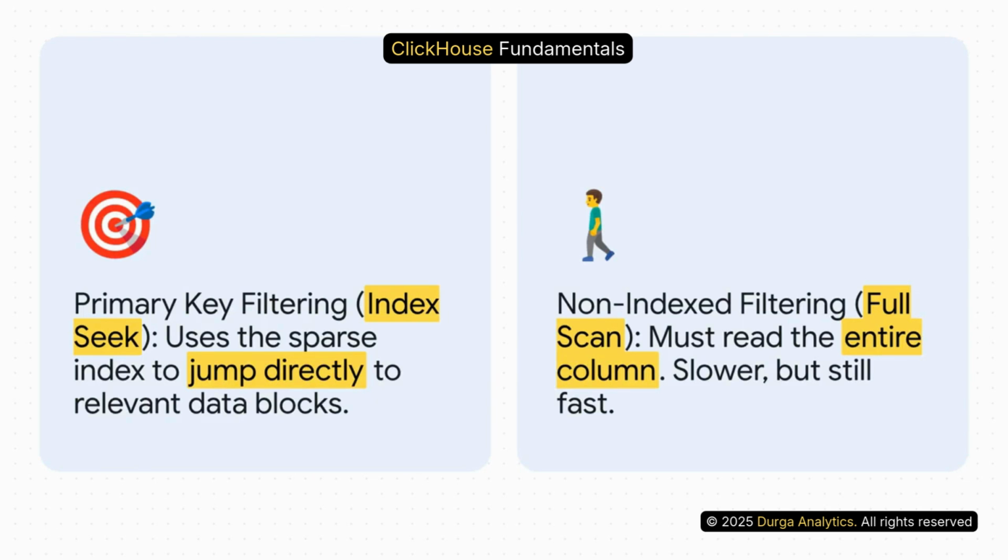The best way to think about this is with a library analogy. Using an index is like using the library's catalog to find the exact shelf a book is on. It's super targeted, super efficient. A full column scan, on the other hand, is like walking down an entire aisle. It's not as direct, but it's still surprisingly fast in ClickHouse because it only has to read that one single column it needs, ignoring everything else.